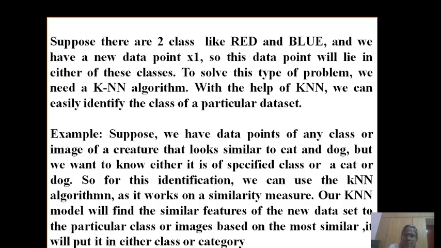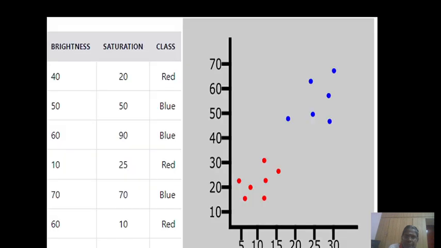Suppose there are two classes, red and blue, and we have a new data point x1. This data point will lie in either of these classes. With the help of KNN, we can easily identify the class of the particular data point.